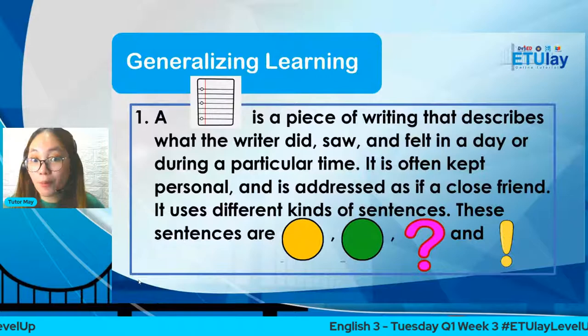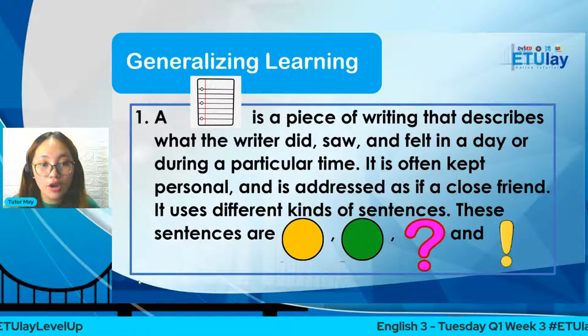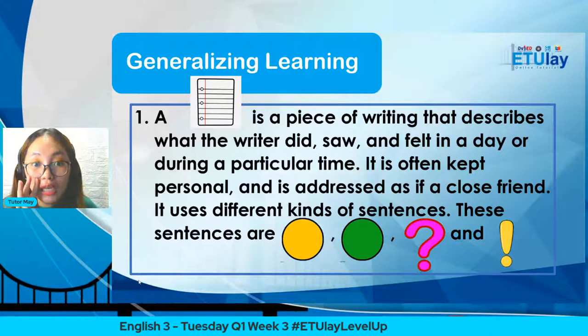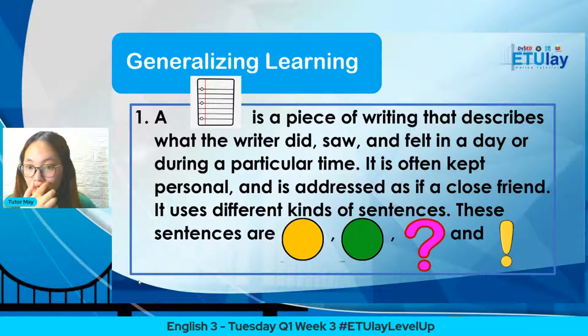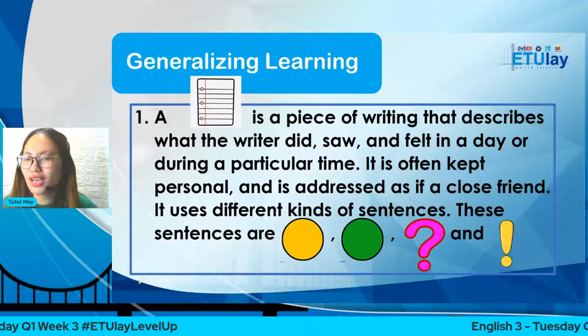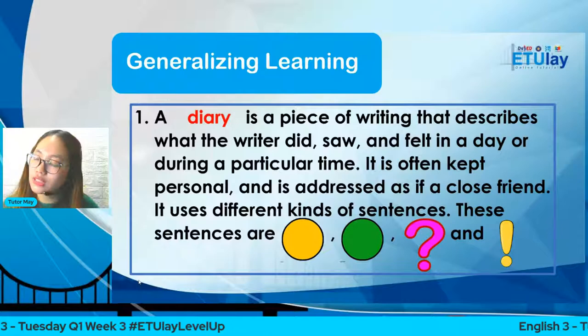A blank is a piece of writing that describes what the writer did, saw, and felt in a day or during a particular time. What is that icon? It starts with letter D. A blank is a piece of writing that describes what the writer did, saw, and felt. What D is that? Is it descriptive paragraph? Like Anne Frank, what did Anne Frank write? Very good, Toby, Rovic, Erin. It's a diary. It is often kept personal and is addressed as if to a close friend. That's why we say, Dear Diary.